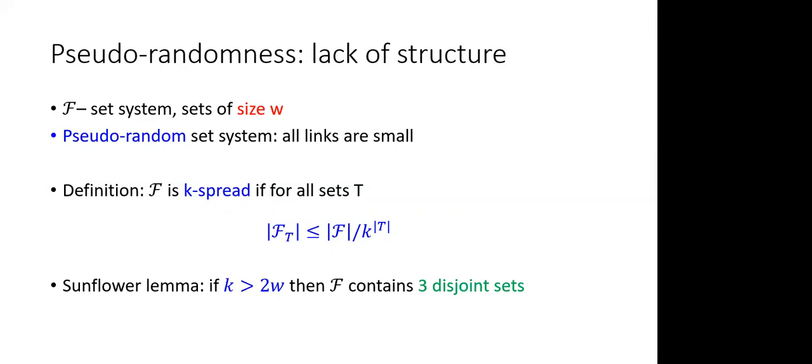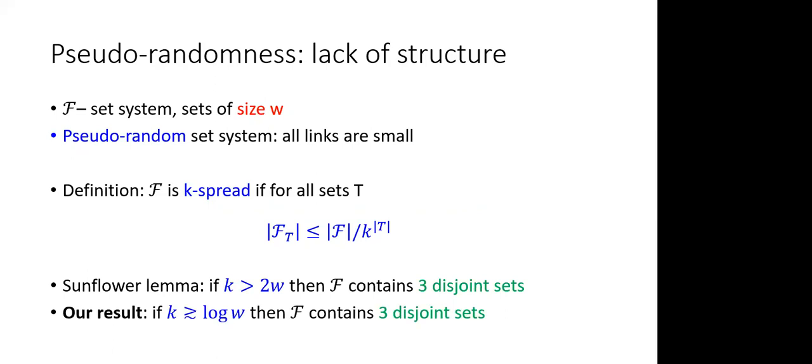And the question is, what can we get if we assume this for all sets T, not just for sets T of size 1? What we're going to prove is that if you use it for all sets T, you can decrease K from linear in W to something close to log W. And that's going to be how we're going to prove our results. We're going to prove that if a set system is K-spread, with K something like log W, then it's going to contain 3 disjoint sets. So that's going to be the main technical result here.